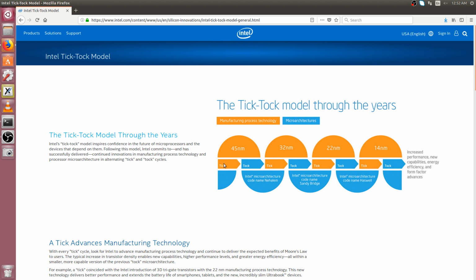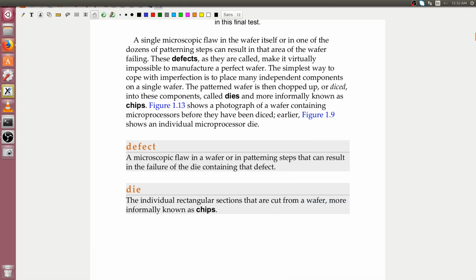So all they're changing in tock is the microarchitecture, and all they're changing in tick, they're leaving the microarchitecture constant, but they're changing the process technology, so they're using smaller transistors. Okay. Hey, I learned something new. That's pretty neat. I didn't know that's what that was. Okay, neat. Thanks for sharing that.